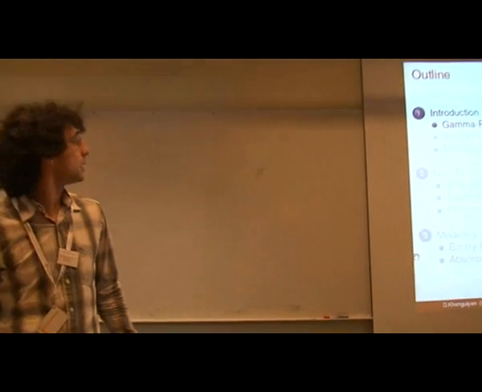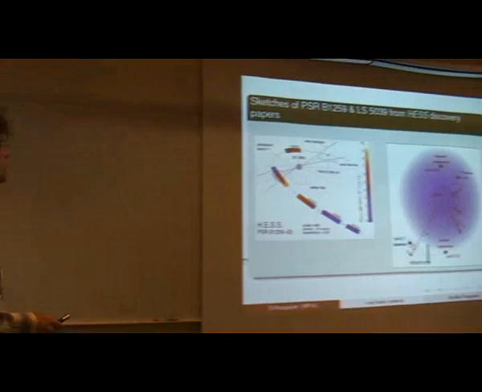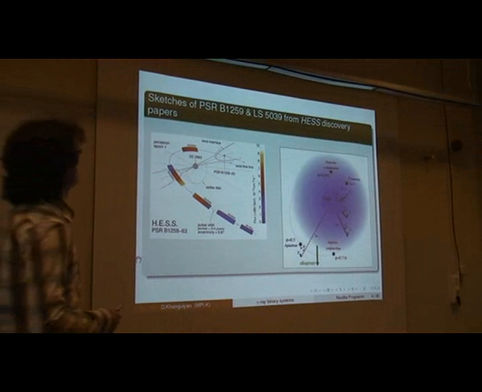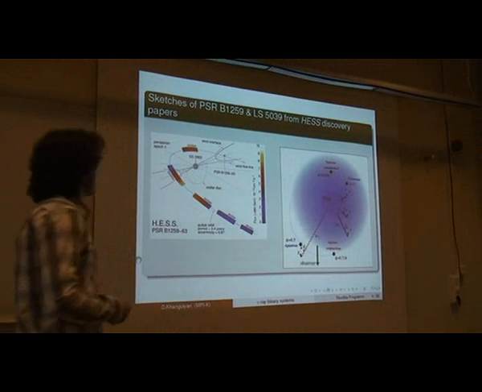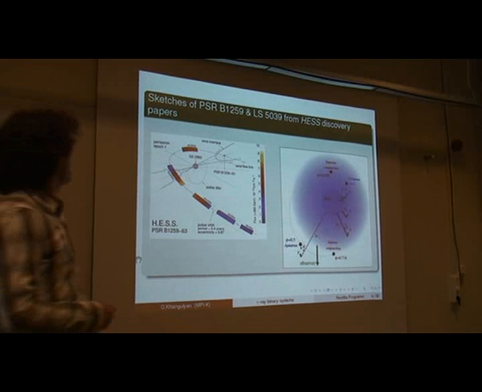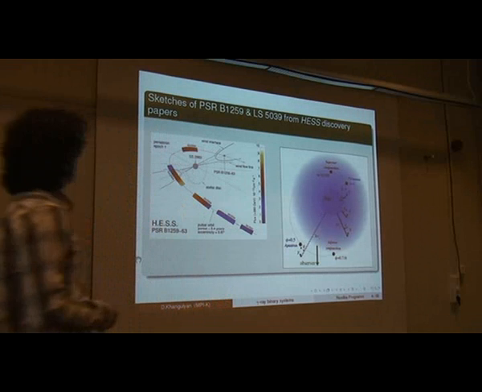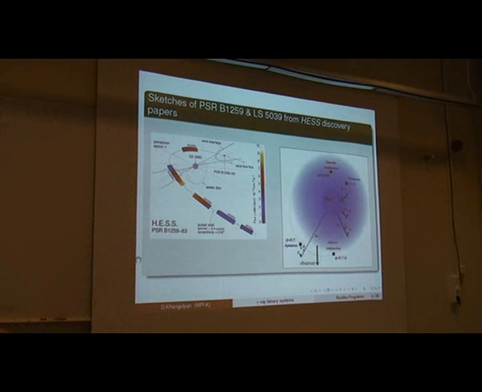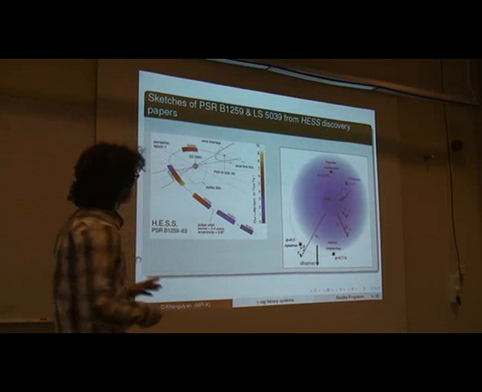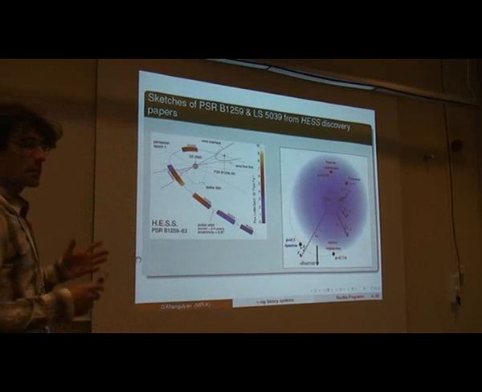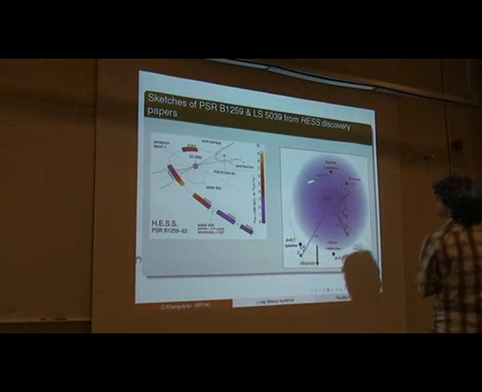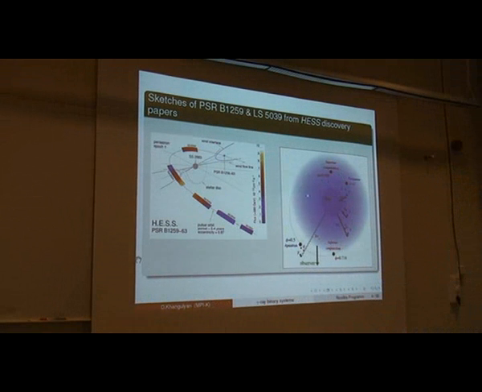And here I start. You may see sketches of two binary systems detected with Cherenkov telescopes at the very high energy regime: the binary pulsar PSR B1259 and the binary system LS 5039. As you can see, even from these sketches, these two systems are extremely different. For example, look here, the orbit.